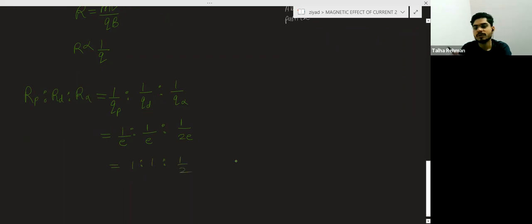This is the ratio. Now for simplification, if you want to convert this ratio into whole numbers, then what you will do, you will multiply 2 with each of these values.